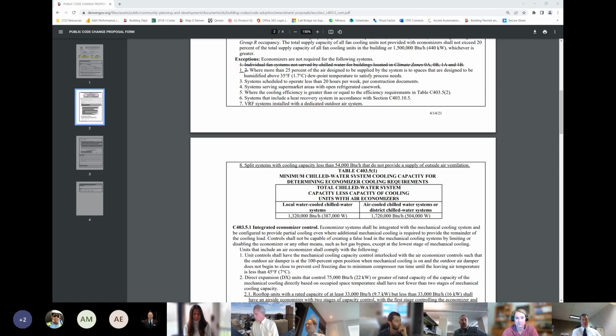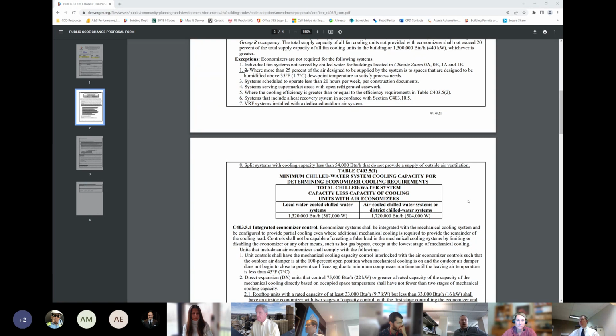Number 5, cooling efficiency greater. By the way, I think these are all existing requirements in the current IECC code. So the cooling efficiency is greater than or equal to these efficiency requirements. The higher efficiency, it's basically a trade-off between efficiency and economizer. Systems that use heat recovery. Now, 7 and 8 are the ones to focus on. The 7, I thought of removing, but I ended up keeping it in, and I can explain why.